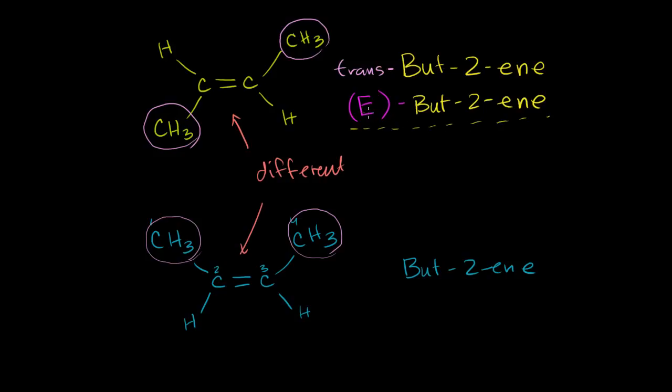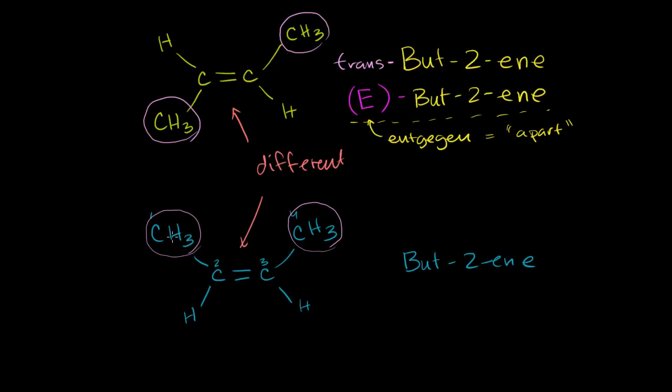We'll see this notation where you use Entgegen, or E, is actually more powerful. It can extend to when we have more than one functional group on each carbon. So let me just make it clear that the E stands for Entgegen, which is German for apart. Or at least I believe it is. I can't speak German, so I'll just have to take people's words for it.